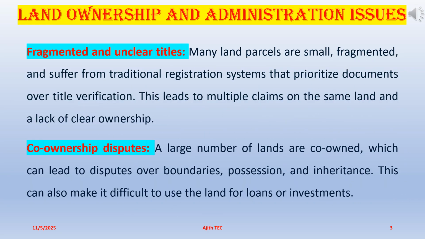Land ownership and administration issues. Fragmented and unclear titles. Many land parcels are small, fragmented, and suffer from traditional registration systems that prioritize documents over title verification. This leads to multiple claims on the same land and a lack of clear ownership. Co-ownership disputes. A large number of lands are co-owned, which can lead to disputes over boundaries, possession, and inheritance. This can also make it difficult to use the land for loans or investments.